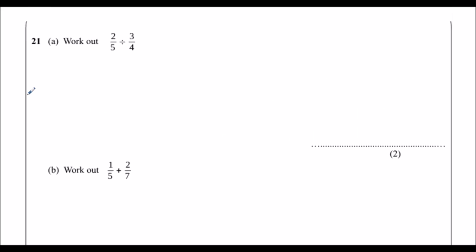Question 21. Work out 2/5 divided by 3/4. So to divide fractions, we keep the first one the same. We're going to change it to a times and flip over the second one. So 3/4 flipped over is 4/3. So dividing by 3/4 is the same thing as timesing by 4/3. And to times fractions, we times the top and times the bottom. So 2 4s are 8 and 3 5s are 15.